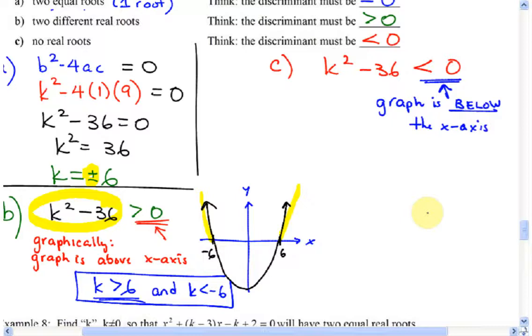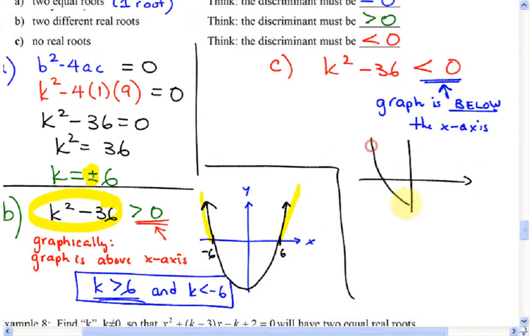Isn't it the same thing as B except before the sign? Bingo. Edison said it right. It's almost the same as B, right? It's the same graph as B. So we have the same parabola, the same zeros. But this time, because we're looking at where it's below the x-axis, we're looking at the graph down here.